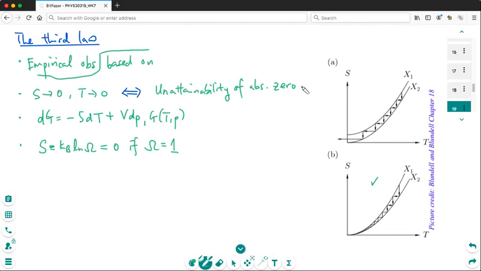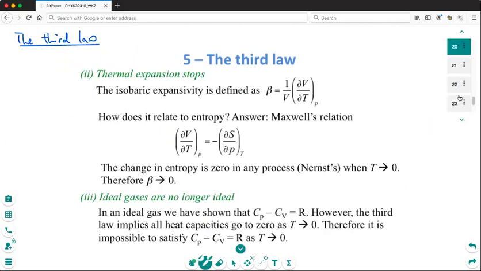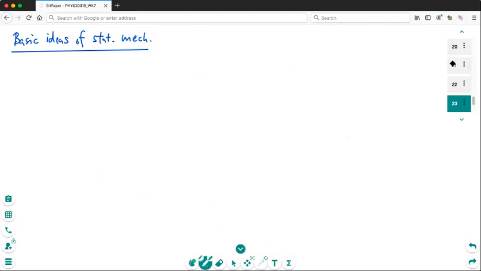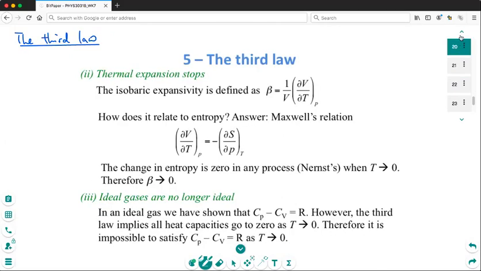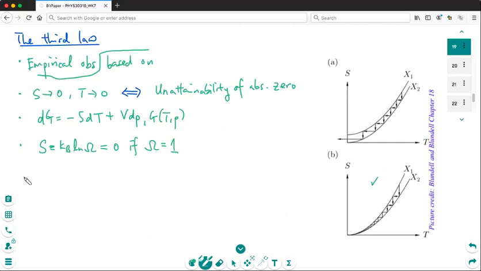Okay, now this is not the only thing which is happening when you have this third law. You have quite a few consequences. So I'm going to use the lecture note and show you some of them. So first, what are the consequences of the third law?